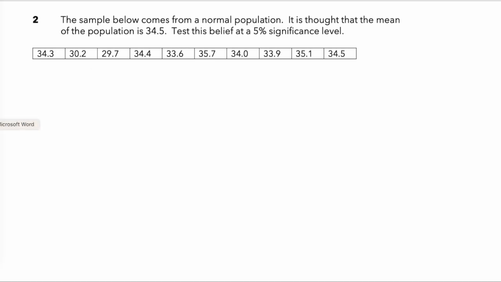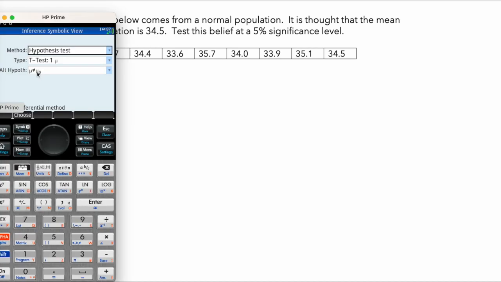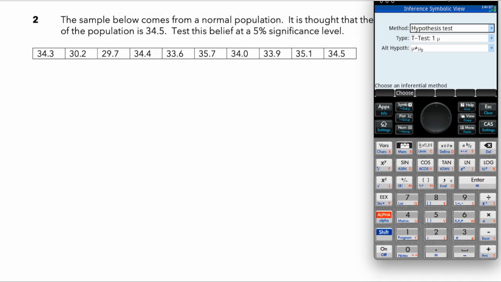Okay, in front of us we have some data, and we want to test if this mean could come from a population with a population mean of 34.5. So we're going to check out how to do that on our calculator.